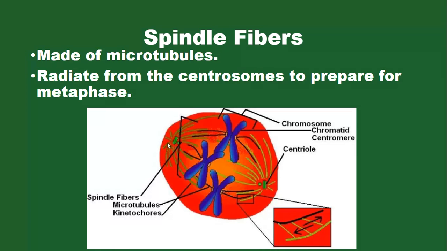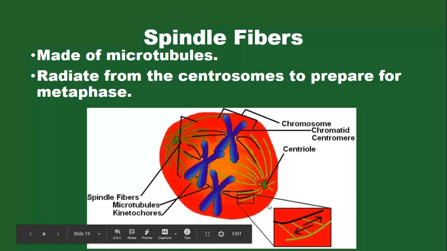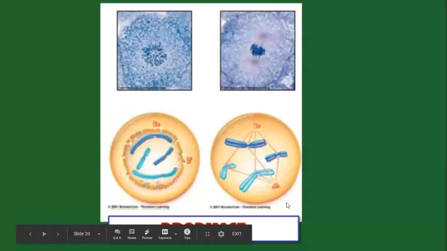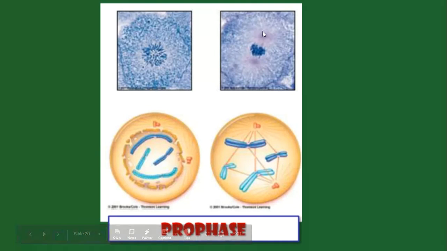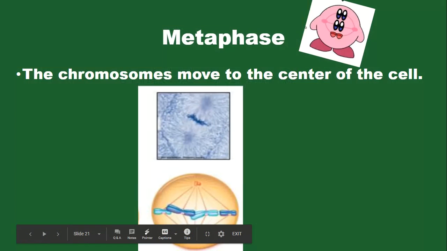And what is known as spindle fibers, or these are types of microtubules, are going to come out of that area. So you can see here, those centrosomes are starting to appear. There's some there. And then those spindle fibers are going to be grabbing basically the chromosomes.